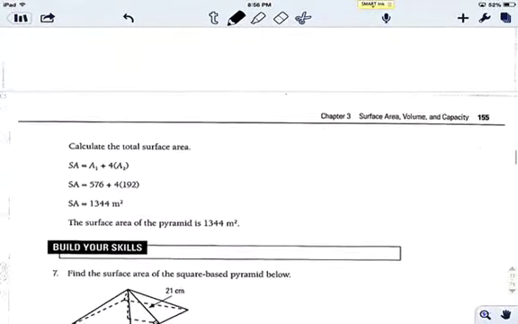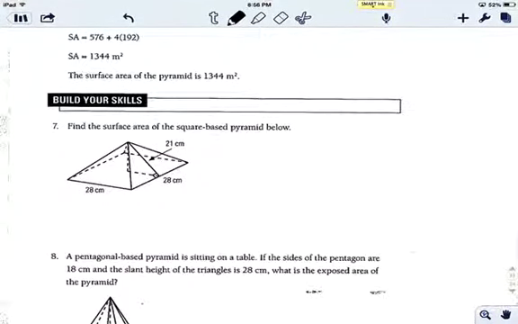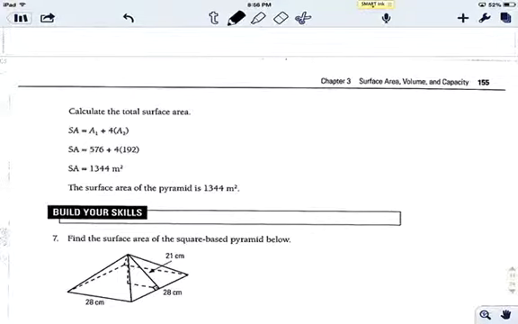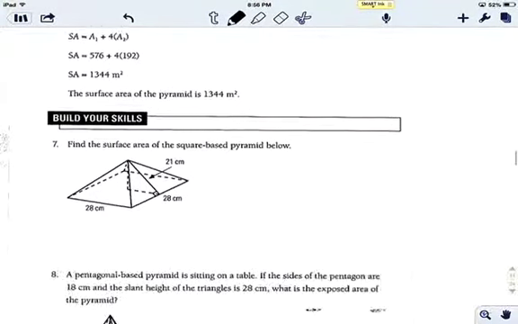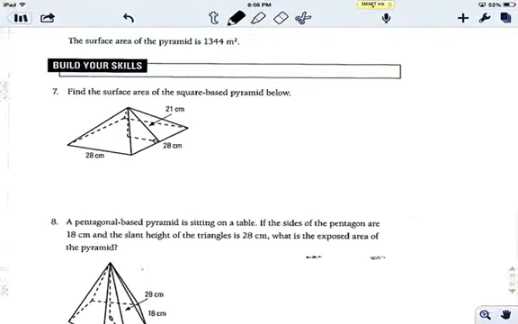So next I'd like you guys to try number 7 on your own, on page 155, right here, this one. Give that a shot, and in the next video I'll be showing you the process of solving the answer.